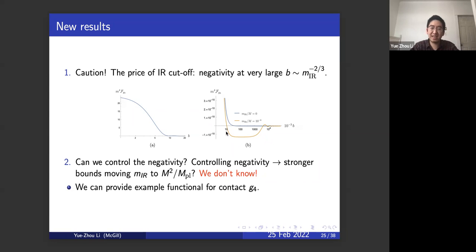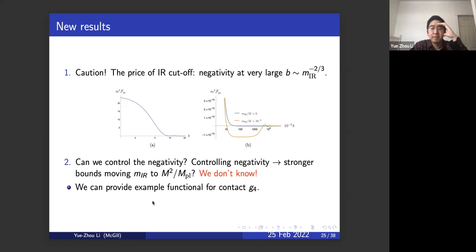So the natural question is, can we control this negativity? If we can control it, we might get stronger bounds that can move the IR cutoff to some UV parameter, but we don't know. This is what we tried very hard, but we didn't make it in our paper. Maybe we can keep pushing in the near future, but we don't know the answer yet. Maybe the dressed amplitude would be a solution.